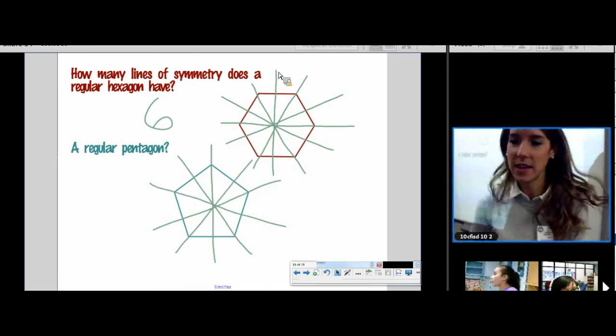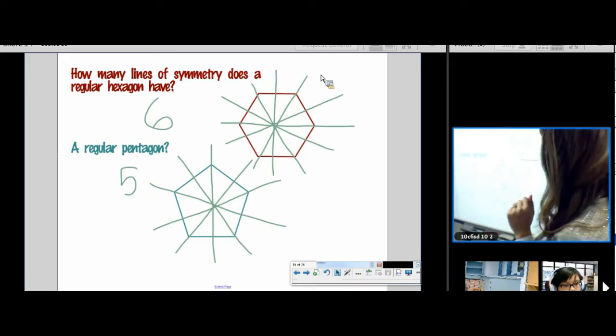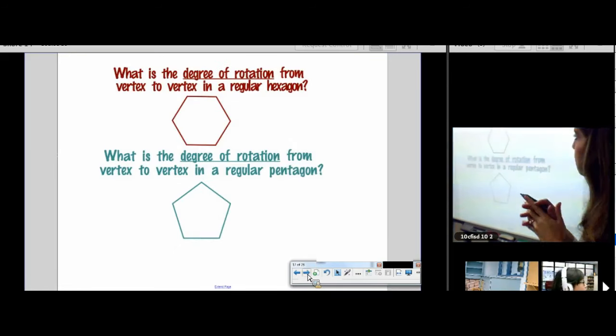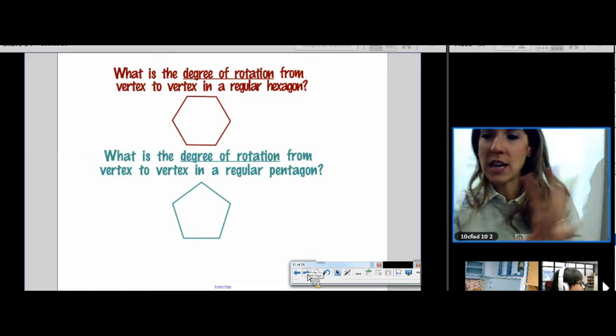So that's not a coincidence. That is a rule. A regular polygon will have the same number of lines of symmetry as the number of sides. So that was not a coincidence. That happens every time. All right, now let's do rotational symmetry.